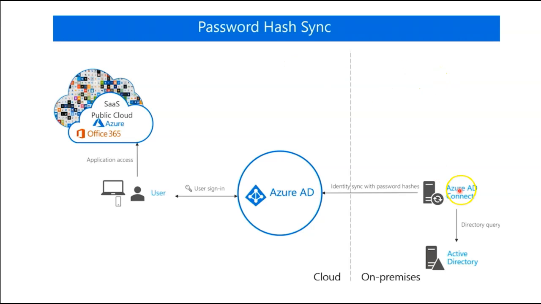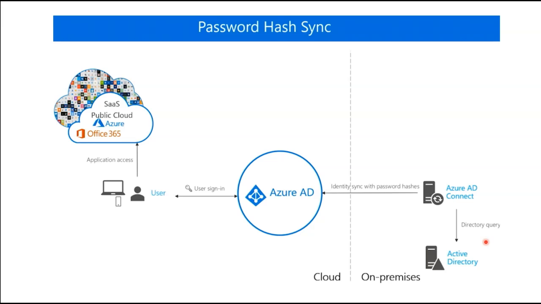Now let me explain how this can be designed. As a first step, you need to configure Azure AD Connect as a provisioning tool, which will provision your on-premises user accounts to Azure AD. And you also need to configure a checkbox called password hash sync, so that the passwords never sync or are never stored in a plain text format.